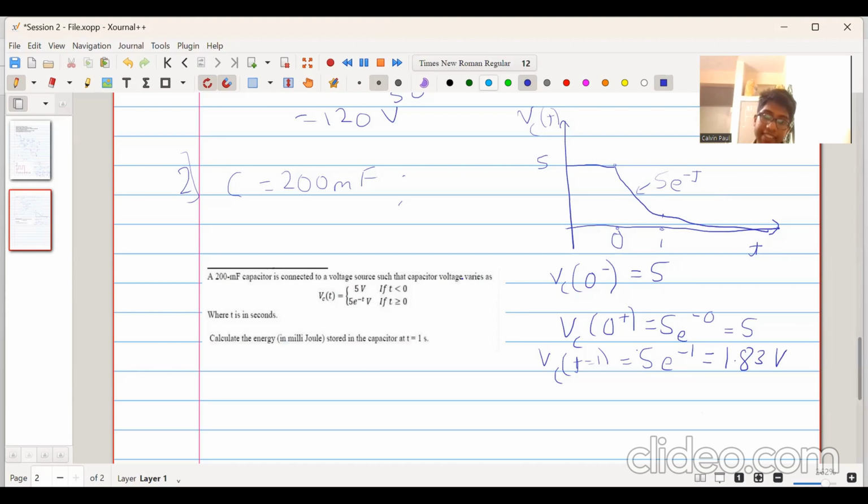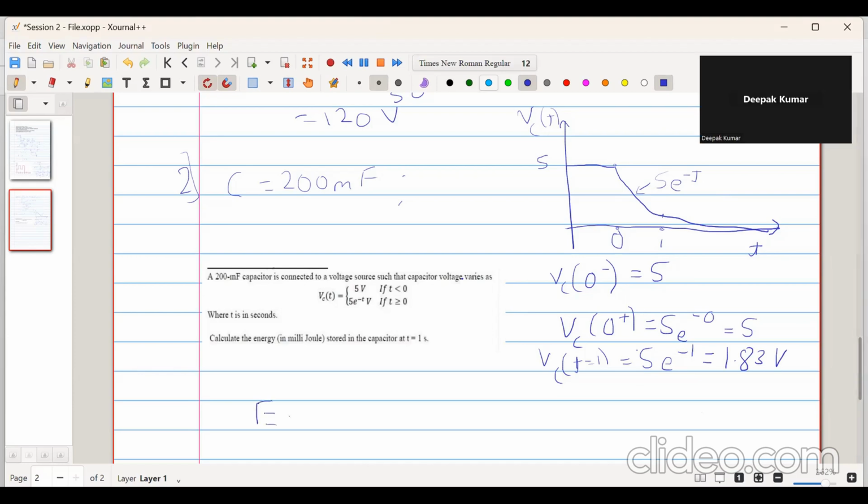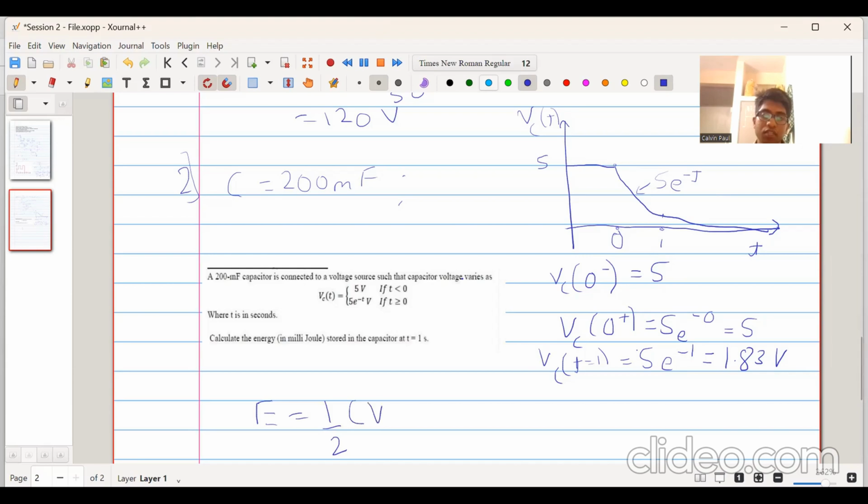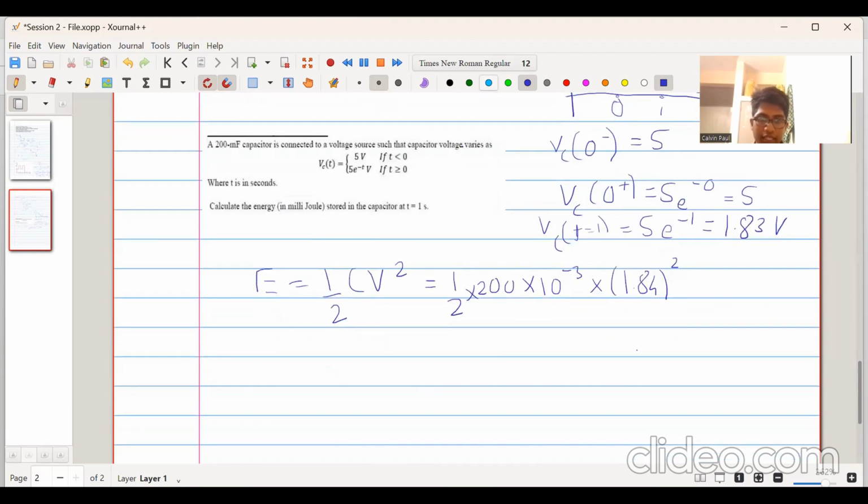So at that instant, the energy stored in the capacitor will be given by half into CV square. So it will be half into 200 millifarad, that is into 10 to the power minus 3, into 1.84 square. So this is the energy. Now how will I write it? Energy will be equal to 100, since 2 and 2 get cancelled, 100 into 1.84 square into 10 to the power minus 3.